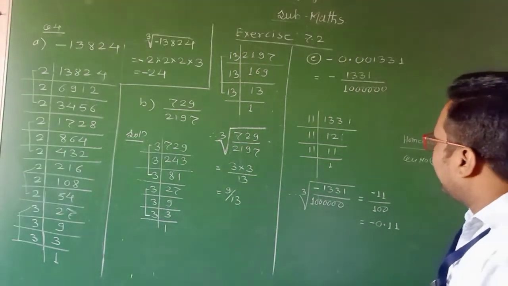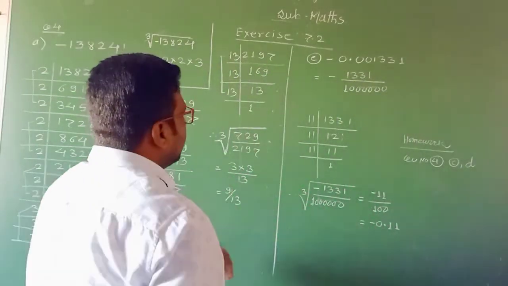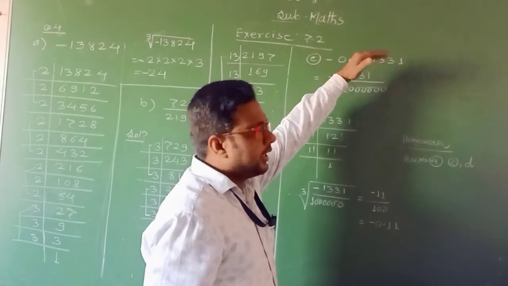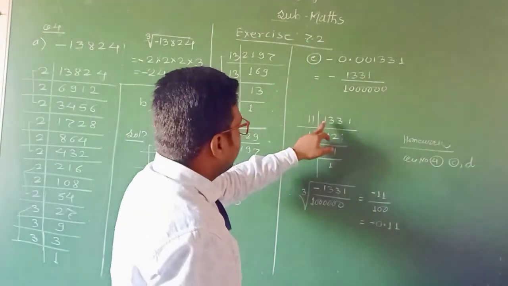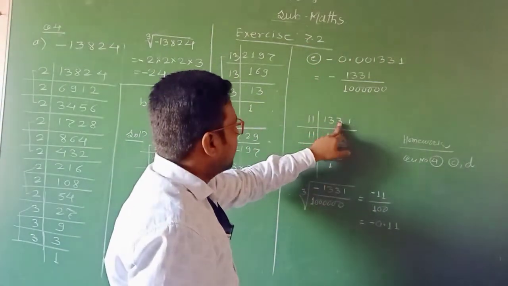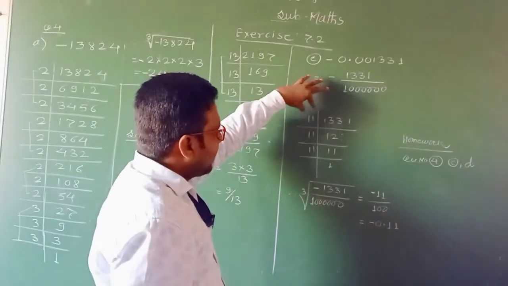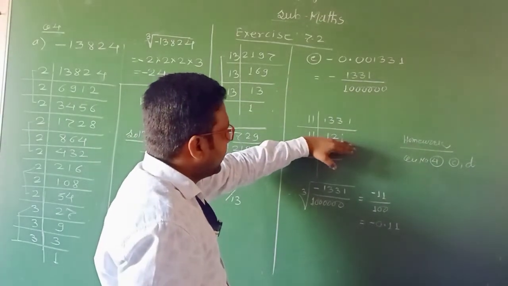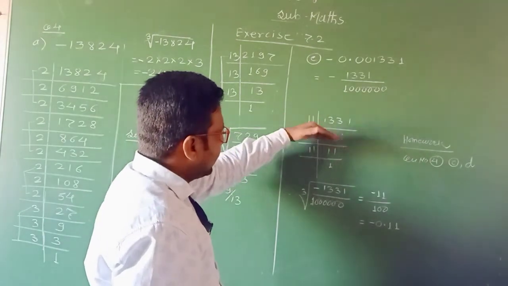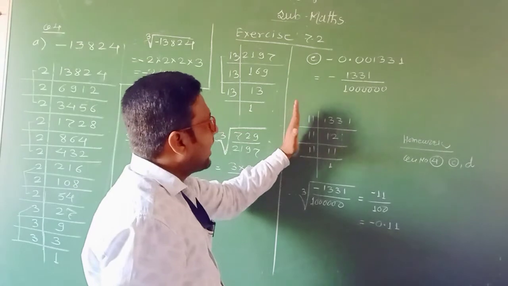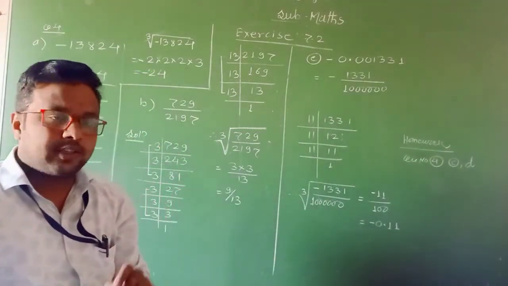Clear? After that, first we find out the prime factors for 1331, that is the numerator number. 1331. This number is divisible by 11. After division, here we get 121. It is divided by 11, we get 11. 11 is divided by 11, this is 1. These are the prime factors for 1331.